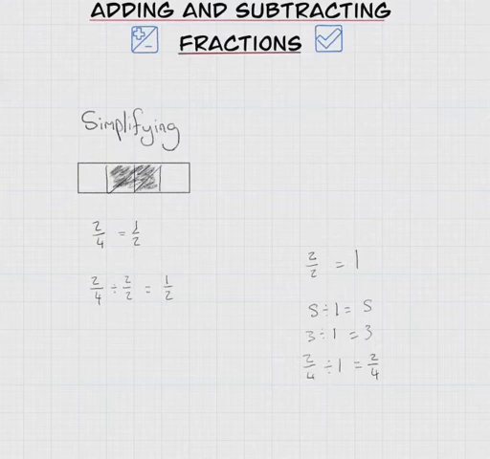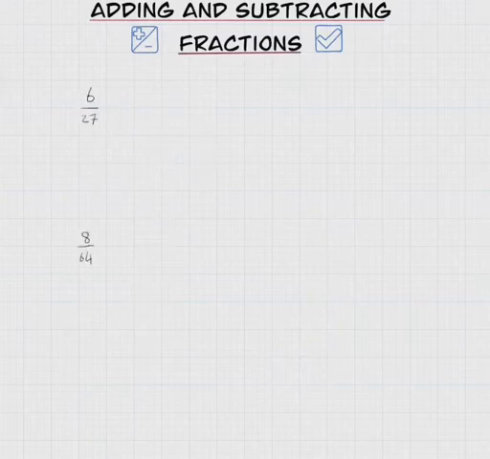Now, you might notice that we are dividing at the moment, and in the past, when we found equivalent fractions, we were multiplying. The reason we're dividing is because when we simplify, we want the smallest possible equivalent fraction. So we are going to get smaller and smaller every time. Now, if we look at some other examples, here we've got 6/27. How am I going to simplify this?